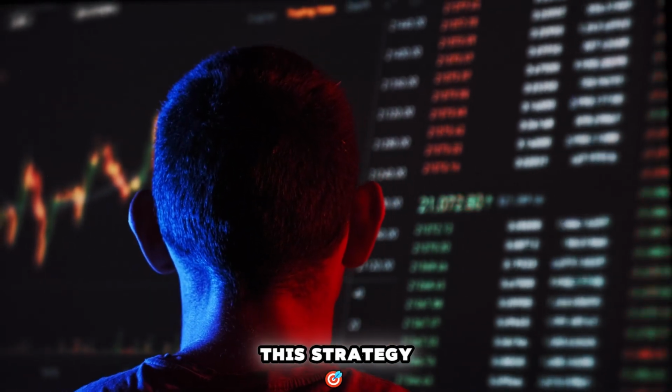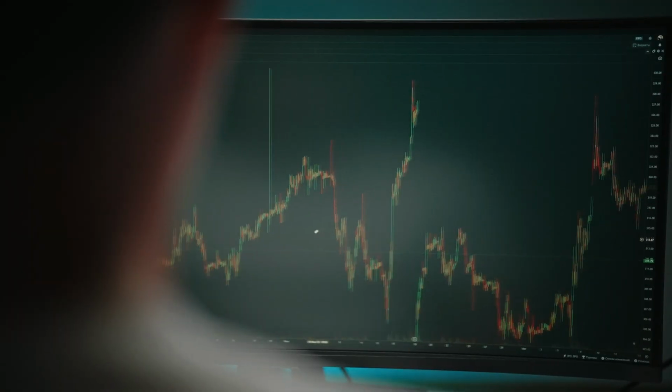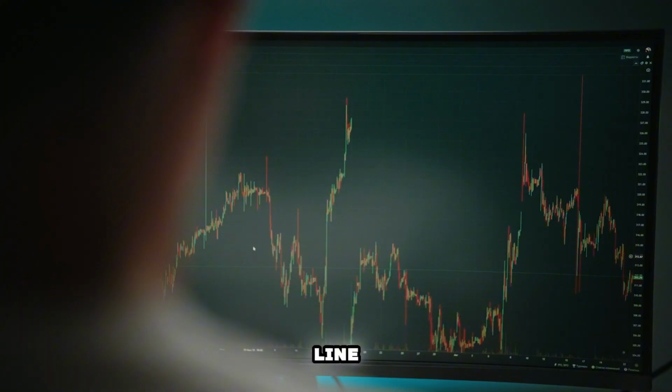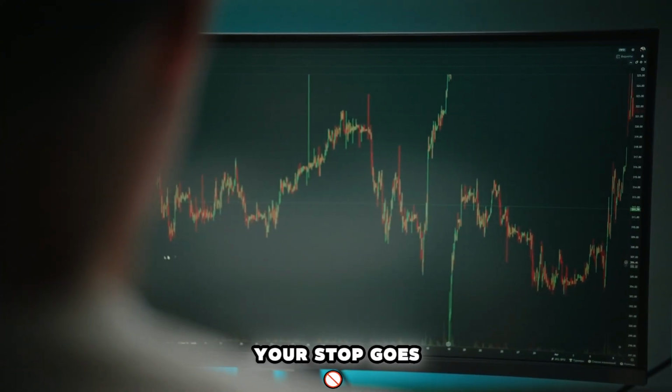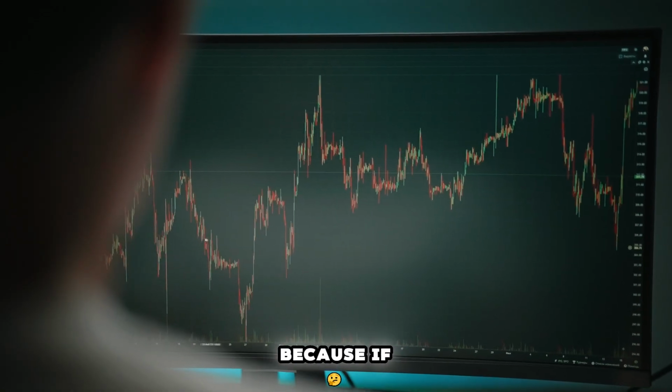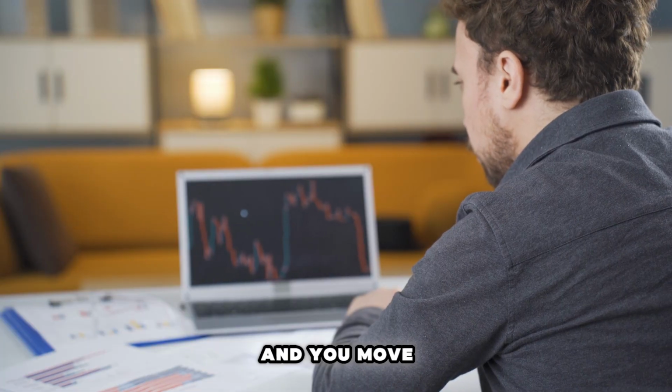And for this strategy, placing your stop loss couldn't be simpler or more logical. Just put it on the other side of the trend line. That's it. If you're buying a bounce off an uptrend line, your stop goes just below it. Why? Because if the price breaks that line, your entire reason for being in the trade is gone. The idea was wrong. You take the small, planned loss and you move on.